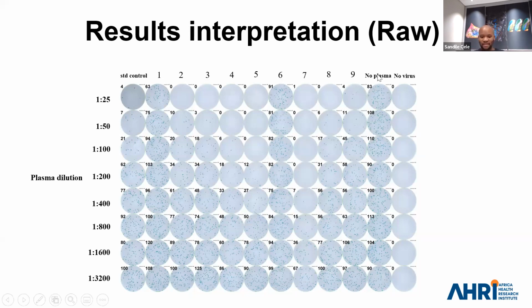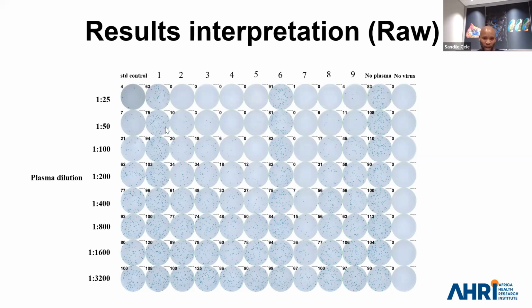On column 11, we have what we call a positive control, when no plasma was added, just cells infected with SARS-CoV-2. Hence, even at higher antibody dilution, we get high numbers of infected cells, like this 83, 110, and 108. So column 2 to column 9 are our participants that we are testing.